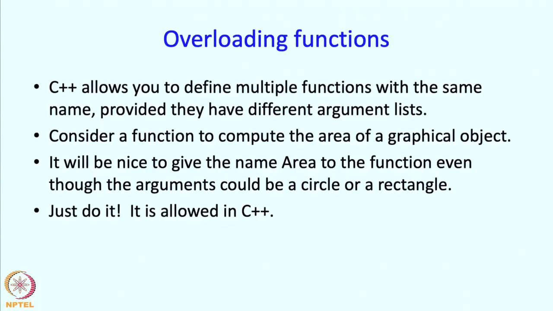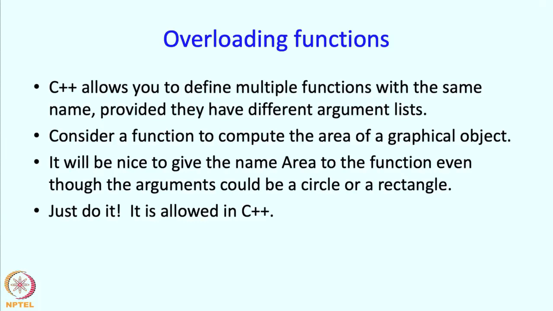There is no explicit new construct that I am going to talk about. You just have to do it, that is all. The only requirement is that the parameter lists should be different. So long as the parameter lists are different, you can do it, and the parameter lists need to be different because that is how C++ will note that the two functions actually are different.